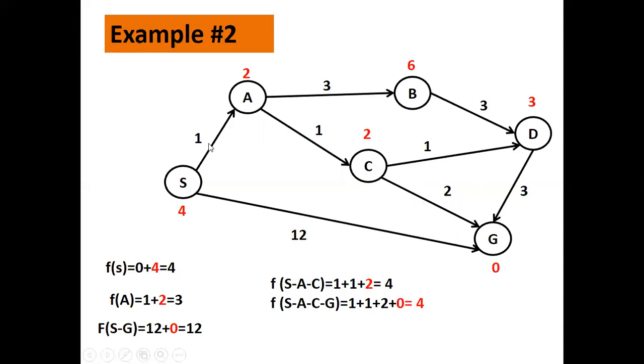So S, A, C, G, the goal state is here. The actual cost is S to A 1, A to C 1 and C to G 2. So it is 1 plus 1 plus 2, that is 4, and once you reach the goal state the estimated cost is 0. So the minimum cost is 4. This is the path you need to follow, which gives the optimal solution: S to A to C and C to G, and the cost is only 4 as compared to 12.